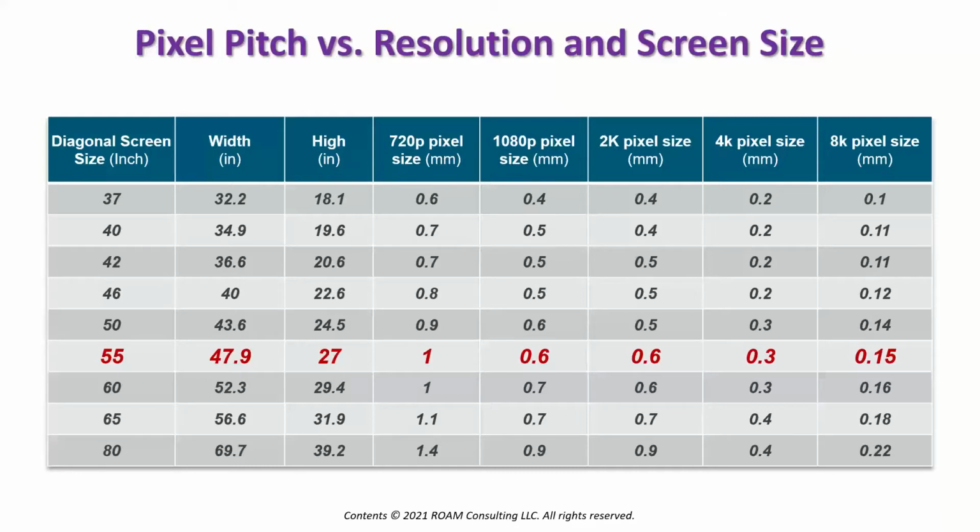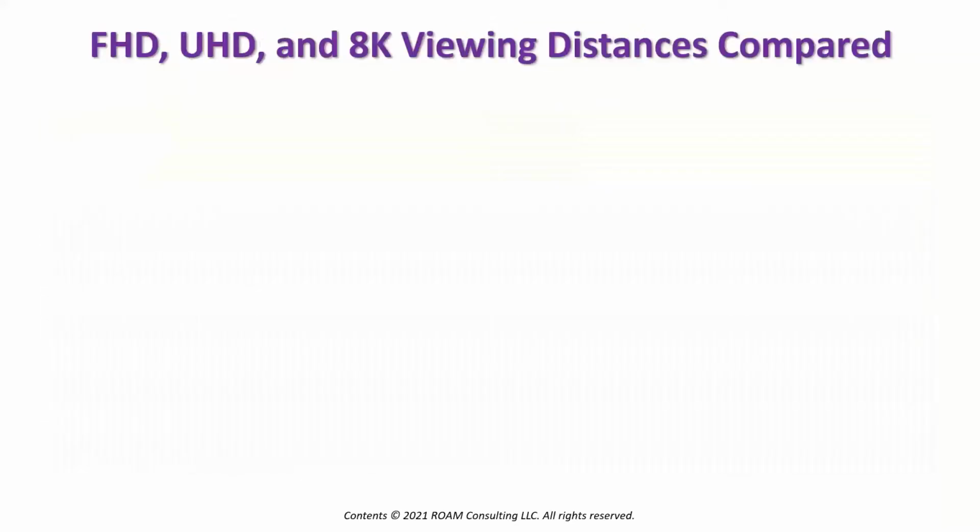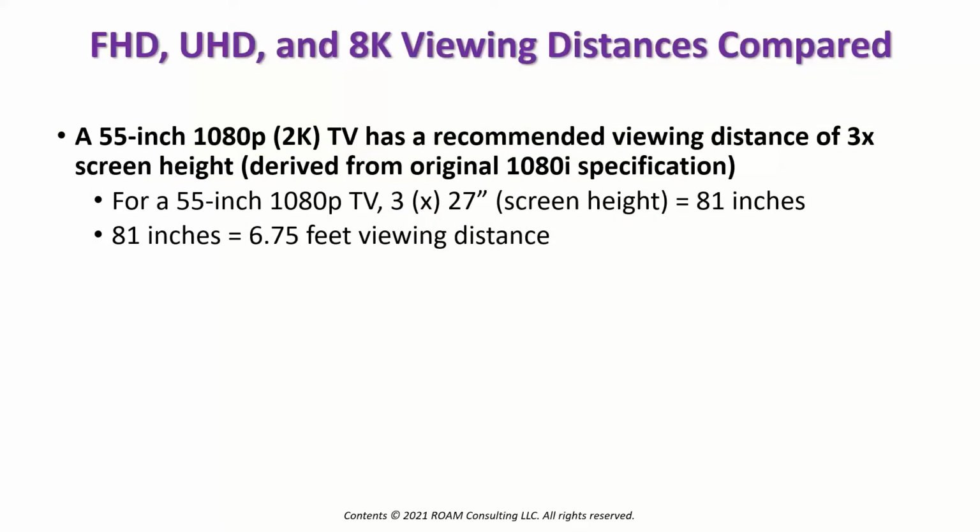So if you look in this table for a 720p resolution display for a 55-inch diagonal screen size, the pixel pitch is about 1 millimeter. If we go to 1080p, it drops to 0.6 millimeters. If we go to 4K, it drops to 0.3 millimeters. And if we go to 8K, it drops to 0.15. Well, what does that mean? Well, that means that you can sit closer to the screen intuitively. Keep in mind that high definition TV, which was actually developed in the late 70s and early 80s, was created so people could sit closer to a TV screen.